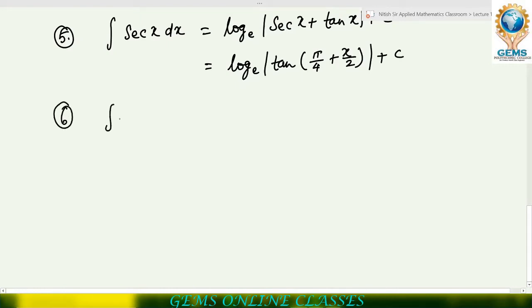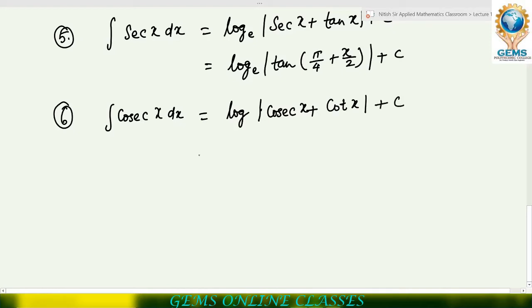Integration of cosec x dx equal to log cosec x plus cot x plus c. That could be converted into, if you solve these things, it will be like tan x by 2. You just simplify these things, it will become like this.